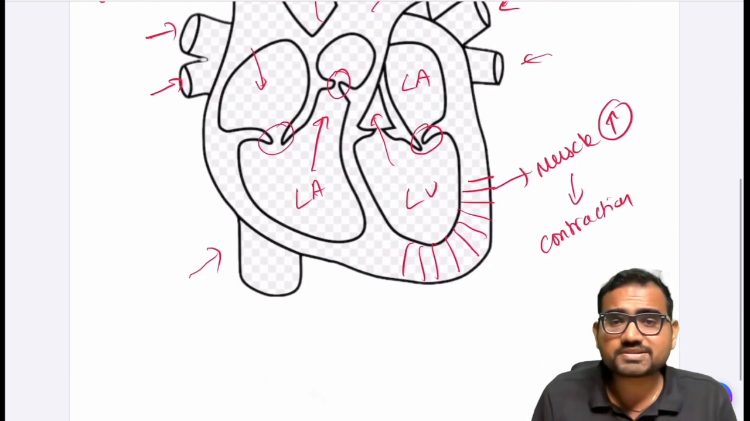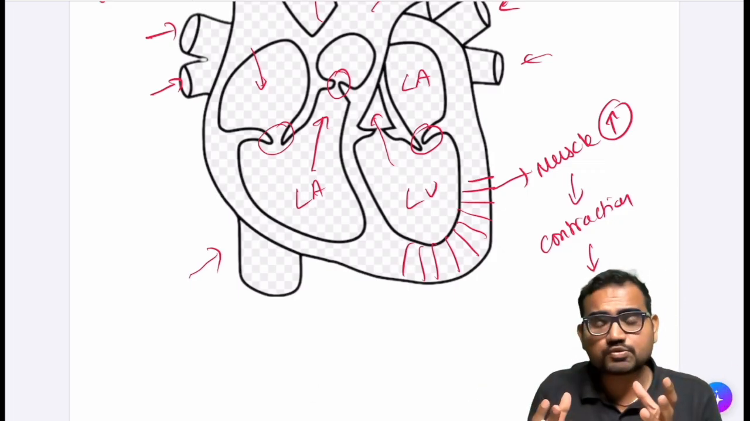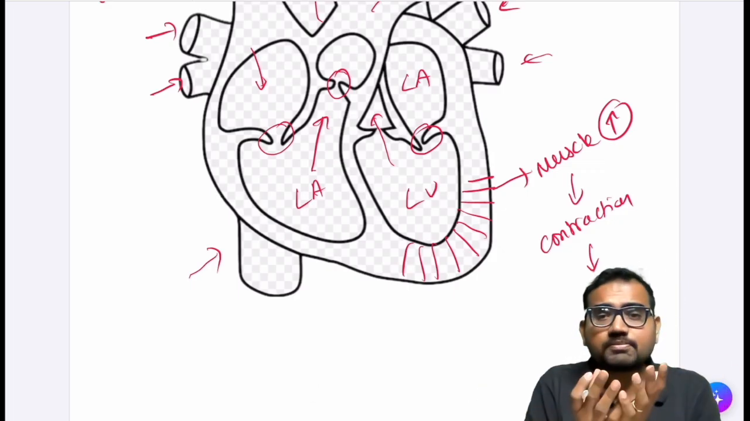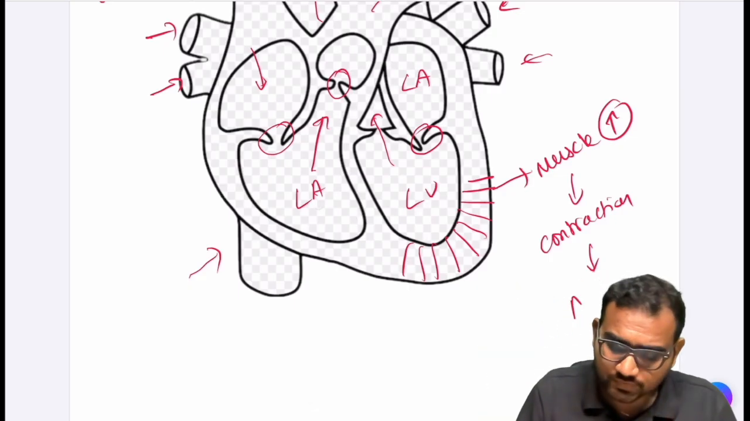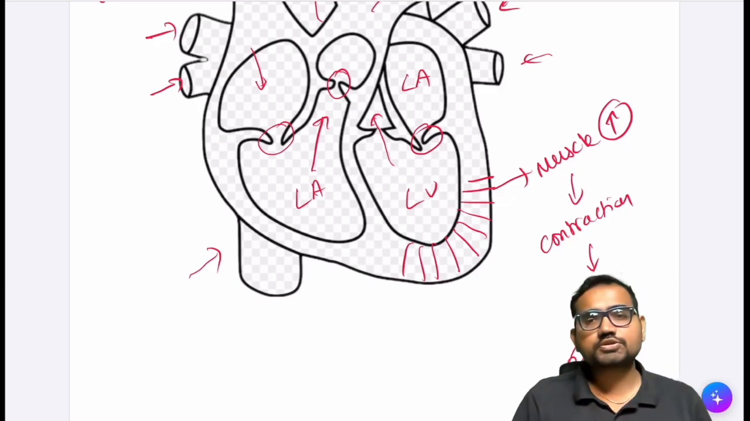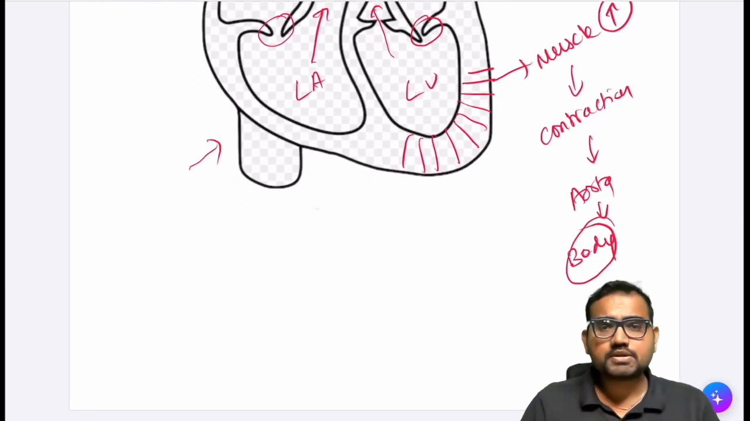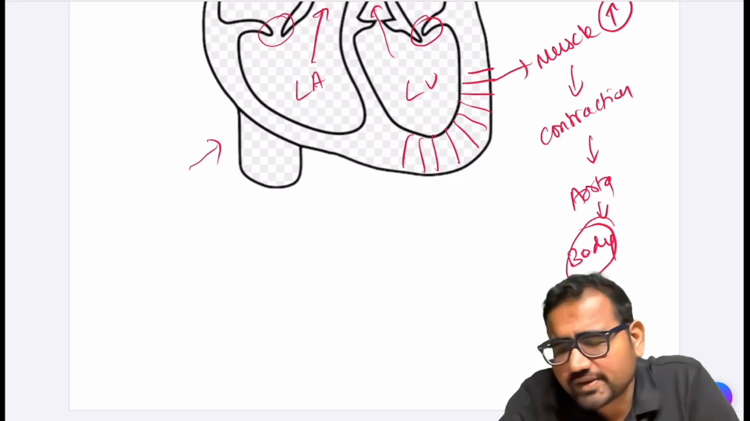So what happens is, when the muscles contract, more pressure or more squeezing takes place in the left ventricle, so that the blood is pumped into the aorta and it reaches the other parts of the body. So this is what is happening. Now let us move into a few cardiovascular disorders. I'll tell you in a very simple way.